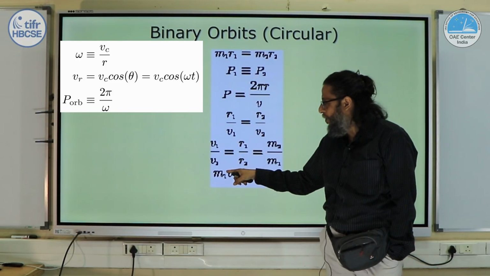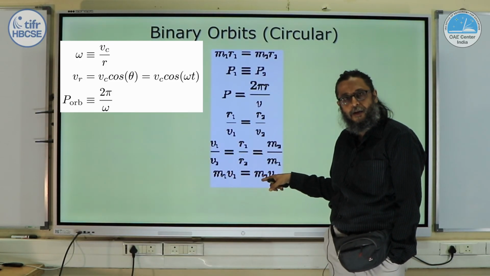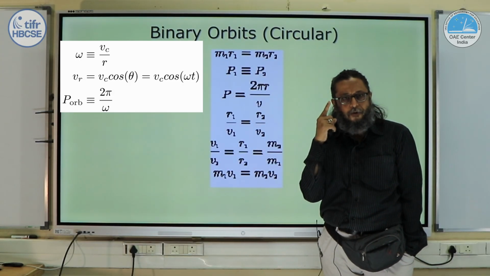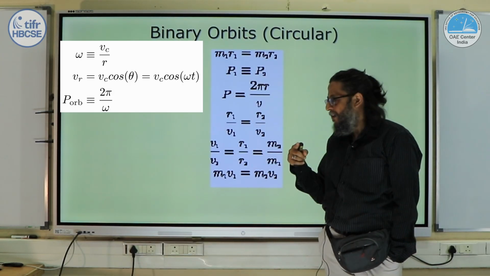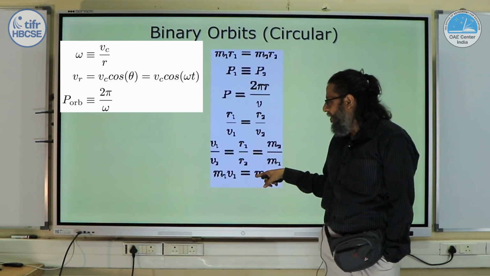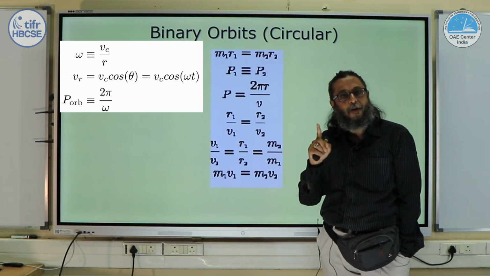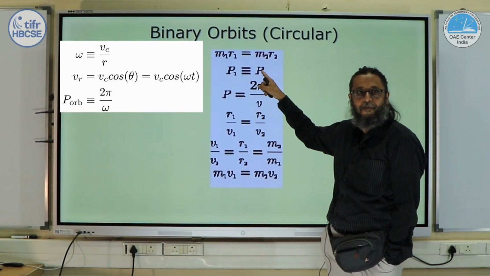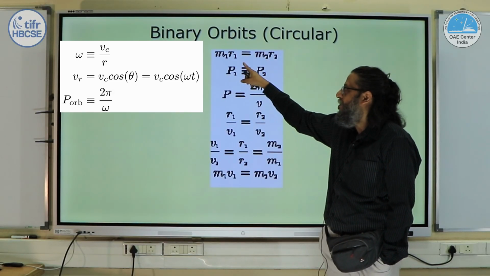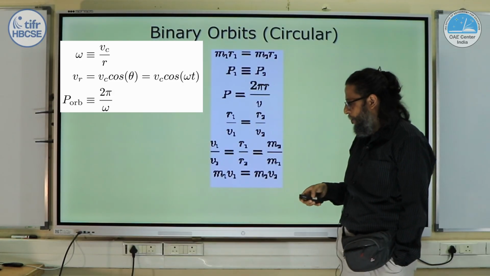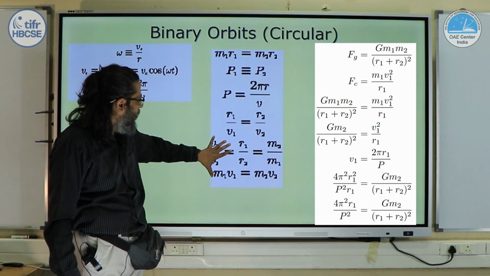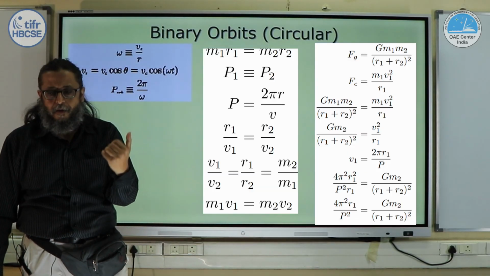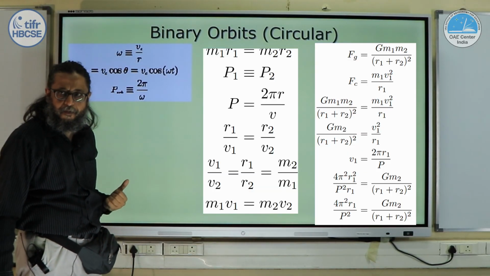So when we talk about M1 V1 equal to M2 V2, it is a very useful relation when it comes to solving problems. But please don't develop the misconception that in this system the linear momentum is conserved. No, we are not talking about linear momentum at all. What is conserved is the angular momentum, and that leads to P1 equal to P2. Now, this portion is just a consequence of the conservation of angular momentum.